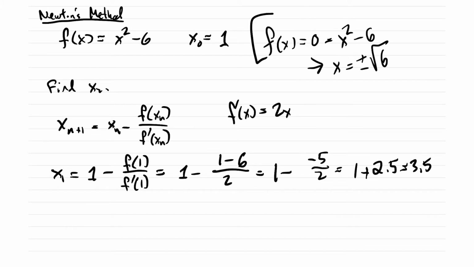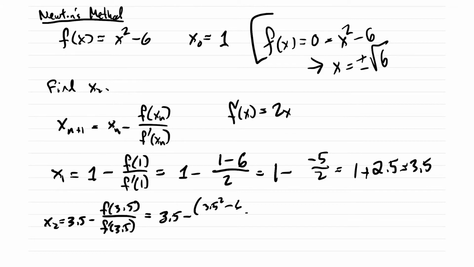So let's go ahead and take a look. We see that x2 should be equal to 3.5 minus f at 3.5 divided by f prime at 3.5. I could just compute f of 3.5 and f prime of 3.5, but we can maybe do this a little smarter. So we have 3.5 minus, let's see, 3.5 squared minus 6 divided by 2 times 3.5.